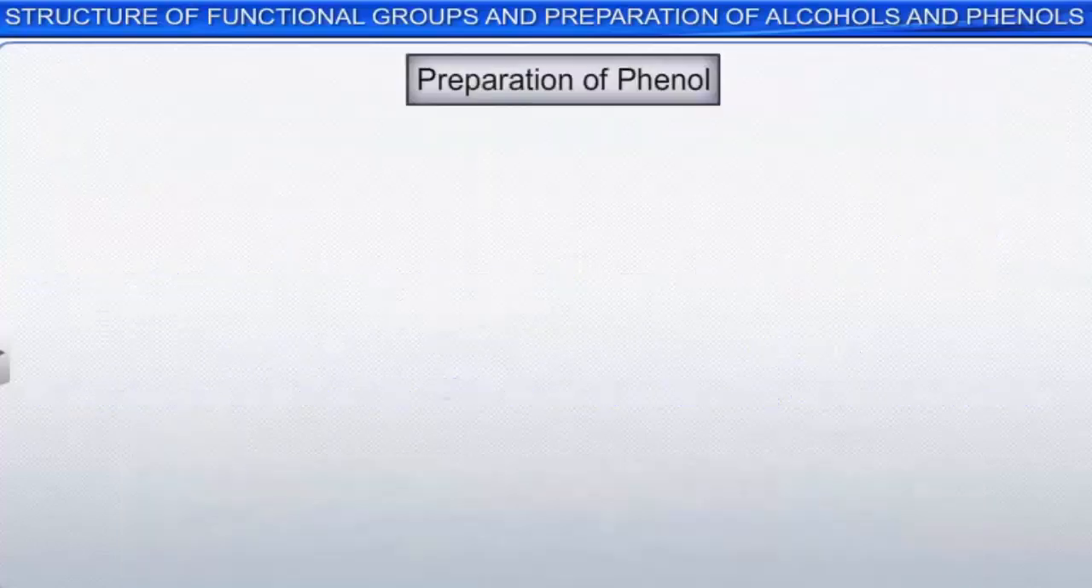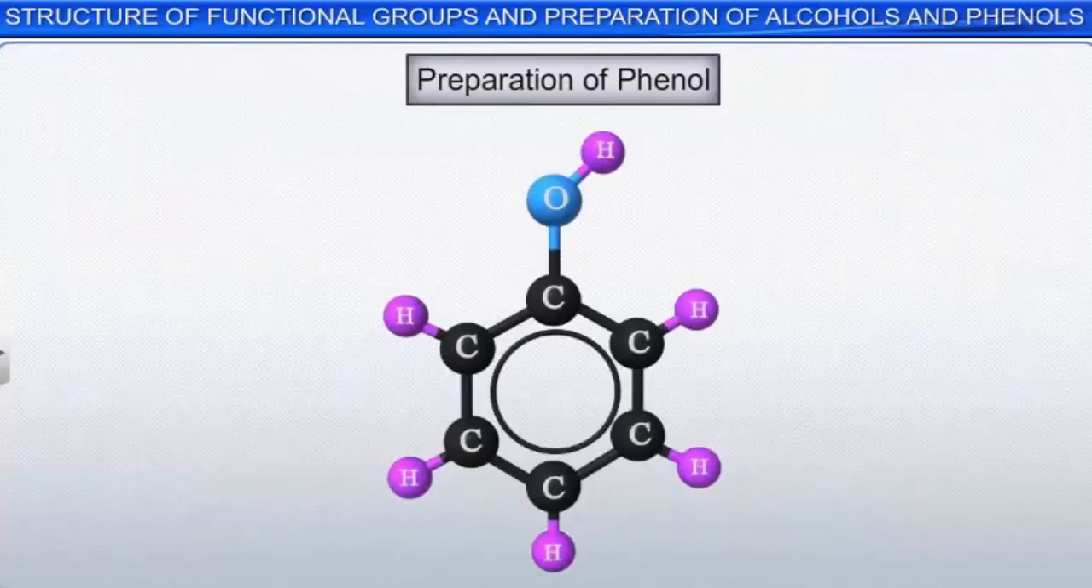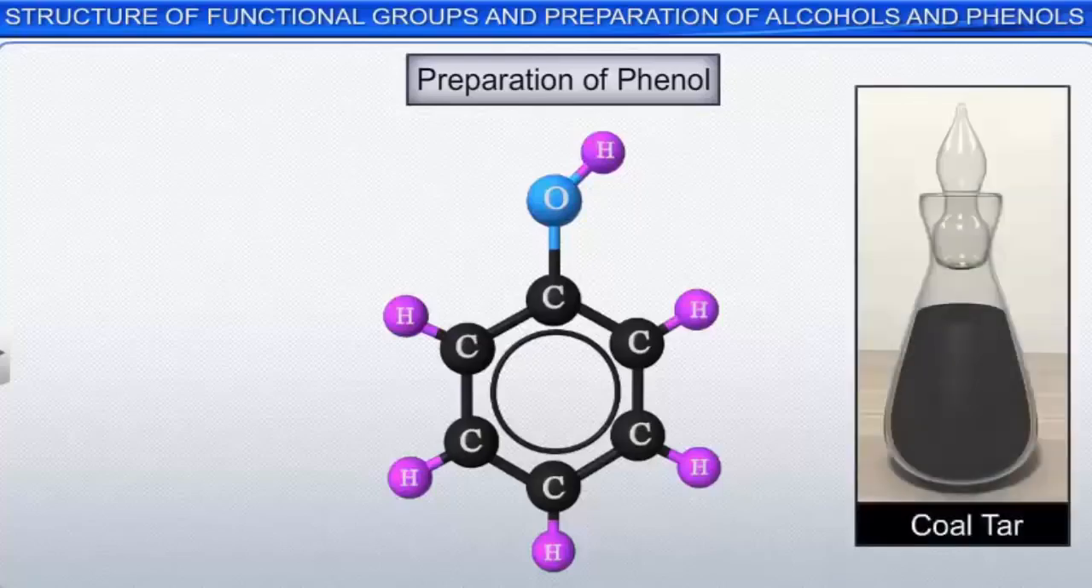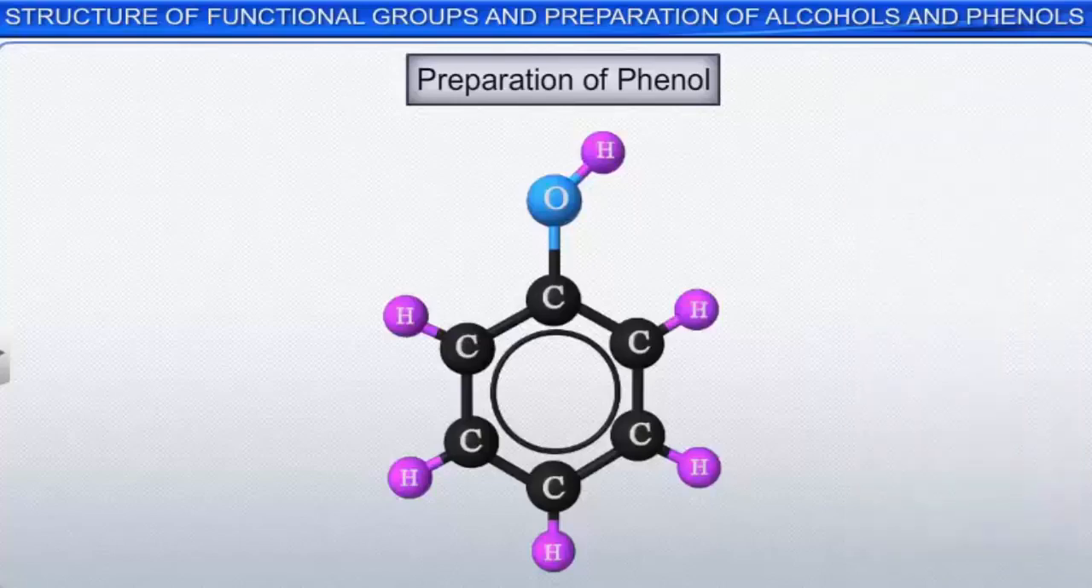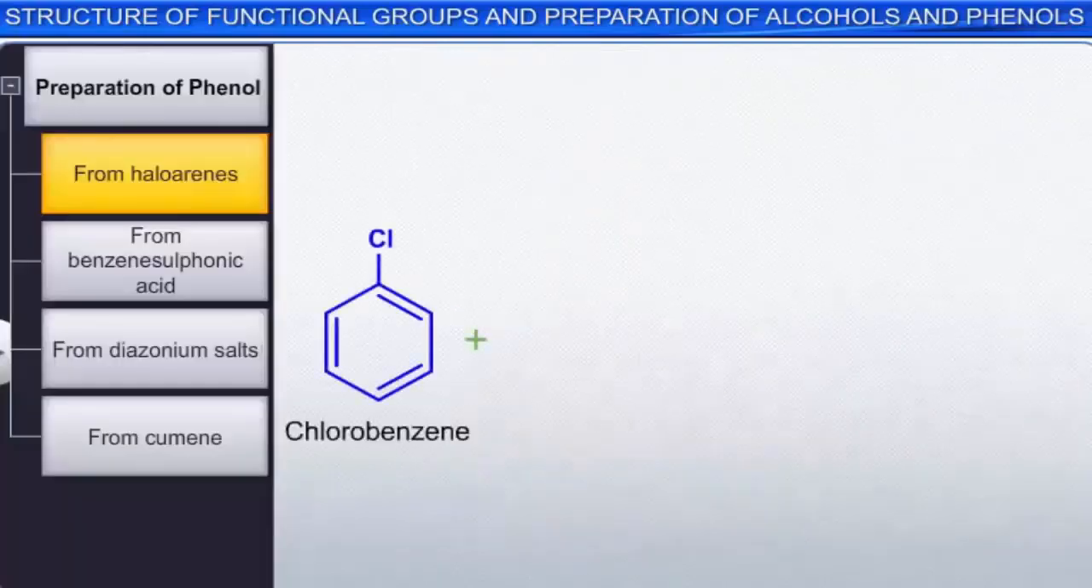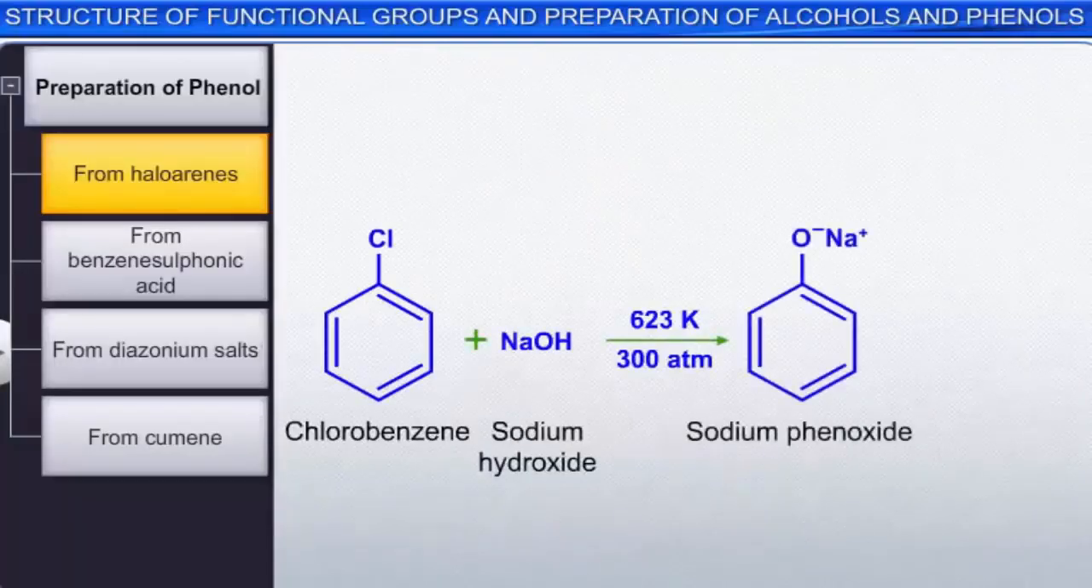Let's turn our attention to the preparation of phenol. Phenol, also known as carbolic acid, was first isolated from coal tar in the 19th century. Phenol can be synthetically prepared from benzene derivatives. The first route for the preparation of phenol is from haloarenes.